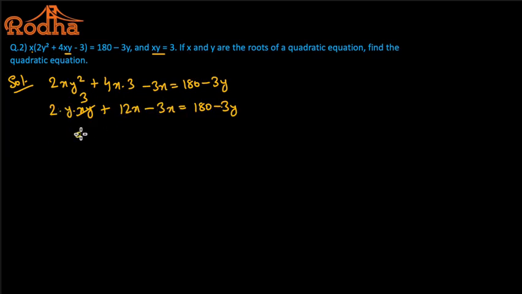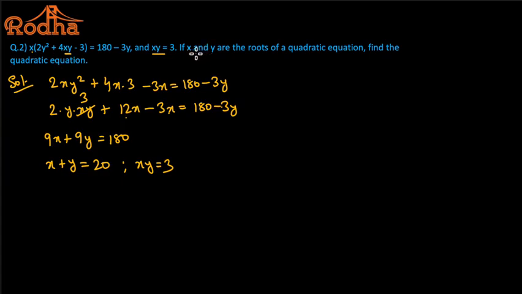So this will be one term, 9y here. Now what is the x term? 12x minus 3x is 9x. So 9x plus 9y is equal to 180. So I can solve that. Therefore x plus y will be equal to 20. Now x plus y is 20, and we have got xy is equal to 3.